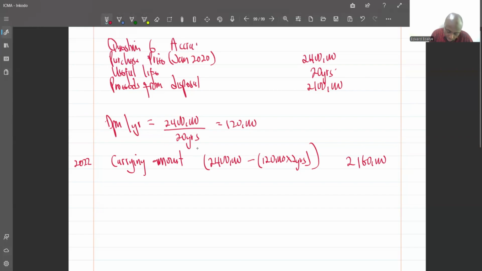Now 2023, it was actually disposed, but it was disposed at the end. So what is the carrying amount as at 2023 before it was disposed?